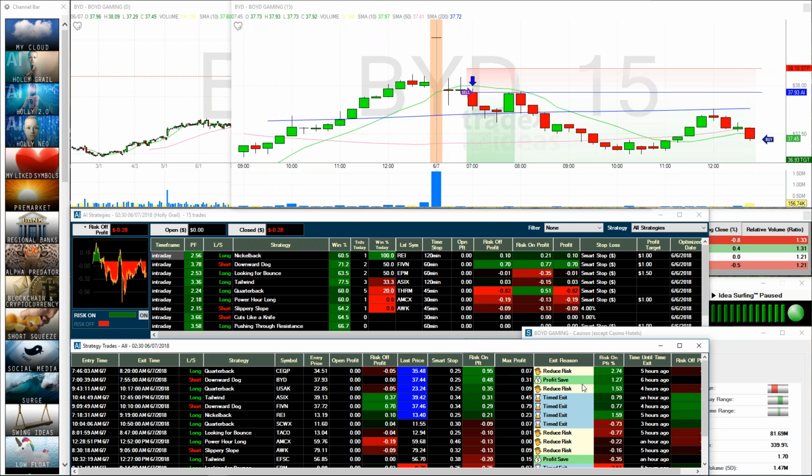Oh, she gets a little nervous. Says profit save, but really she flatted the trade on this bounce back up here, right? So typically if we're in a trade, the things really have to shake the tree. And when they shake the tree, typically your stop loss gets violated, right?